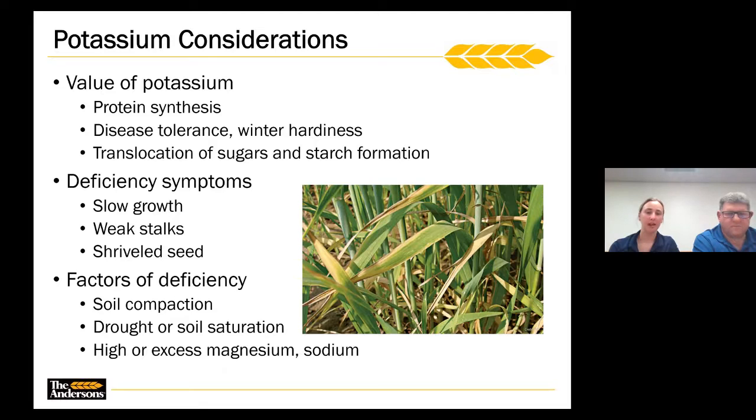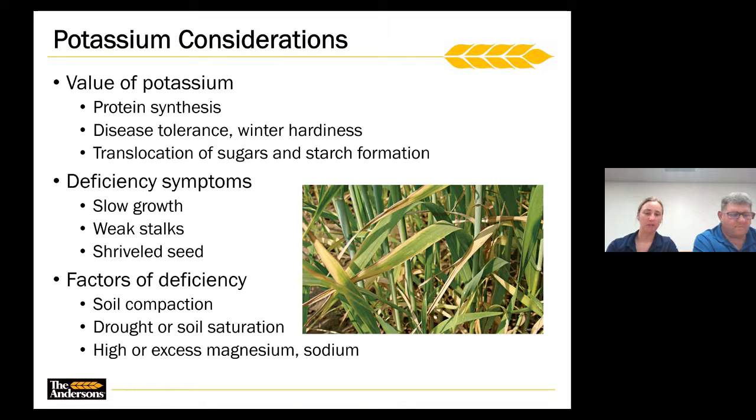So next we have potassium. When it comes to potassium, we have our disease tolerance and winter hardiness. When it comes to wheat, obviously winter hardiness is very, very important because we are having that wheat overwinter in a lot of very cold climates. So if we can make that overwinter better, we're going to be in a much better position.